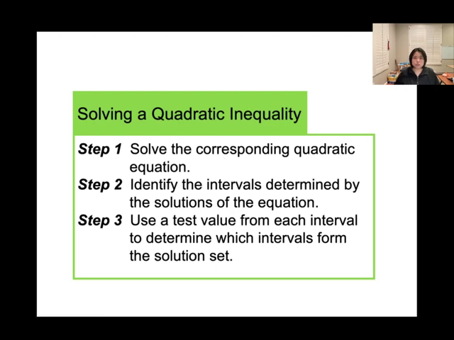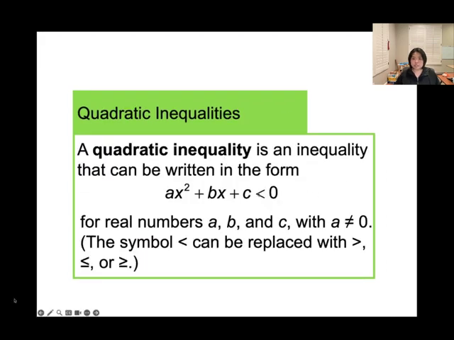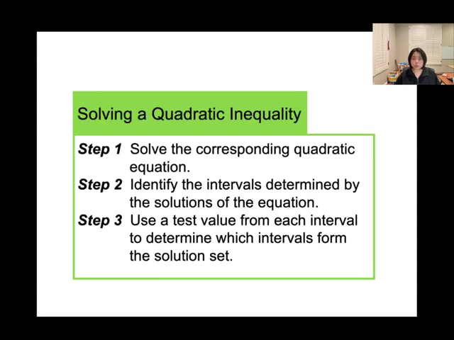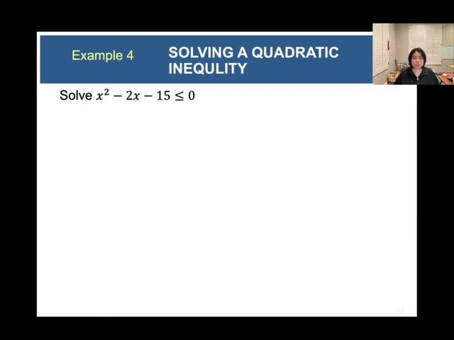So how to solve it? Solve the corresponding quadratic equation. Okay, we're gonna set it equal to 0, and then solve the quadratic equation using factoring. Okay, after you find out what your x is, then we're gonna identify the intervals determined by the solutions of the equation. And then we're gonna make up a test value to determine which intervals form the solution set. Okay, let's try to do the example together.